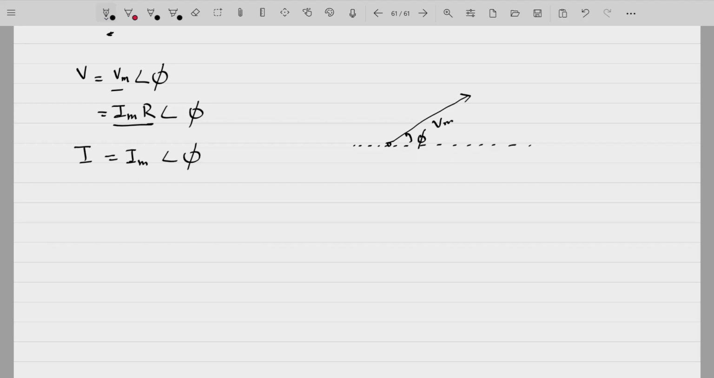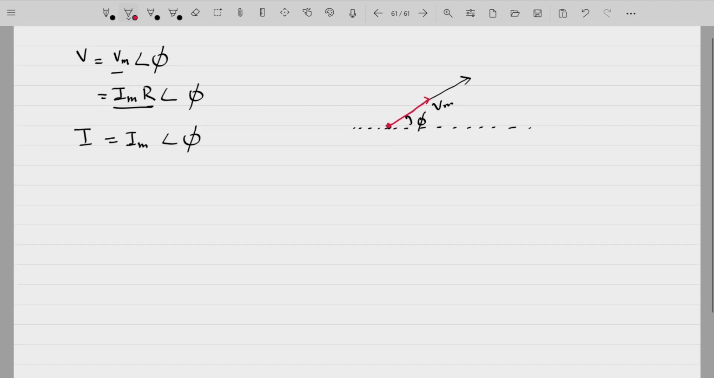So I is also a vector that is located in the same direction since the phase is the same. I is also located in the same direction at an angle of phi. The only thing is its magnitude is Im, and most likely Vm is always going to be greater than Im, right?